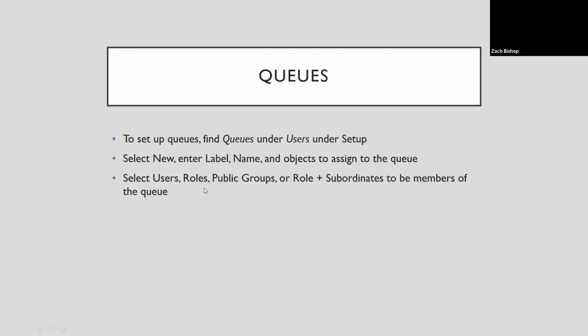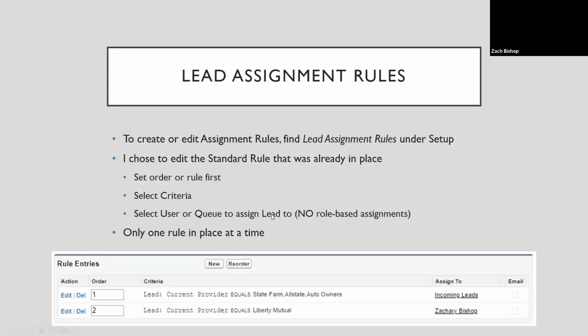Yeah, users, roles, public groups, or roles of subordinates. Yeah. Okay, and then this is kind of when we start getting into some of the more fun stuff, some of the more true automation. And the first is the lead assignment rules.